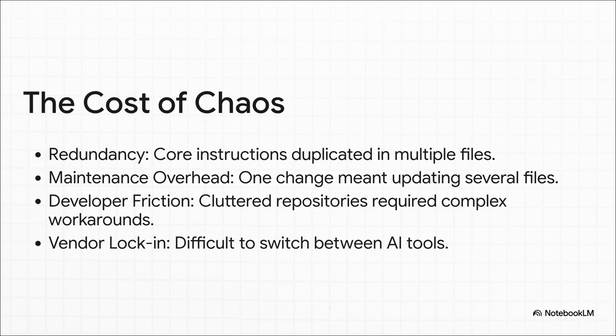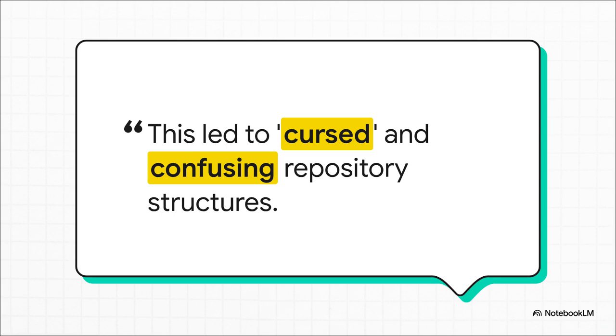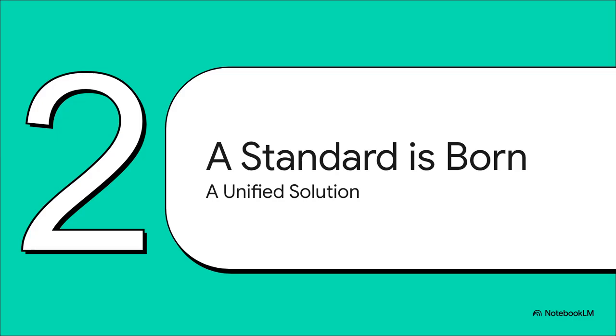And this chaos wasn't just messy, it was expensive. I mean, think about the maintenance nightmare. A tiny change to your setup meant you had to go hunt down and update 3, 4, maybe 5 different files. It also created this thing called vendor lock-in, which basically trapped developers with one AI company just because switching was way too much of a hassle. The frustration was, you could feel it. This isn't just my opinion. Developers themselves were calling their own project setups cursed. I mean, seriously, cursed? When the people who are actually building the software start using words like that, you know the problem is real.